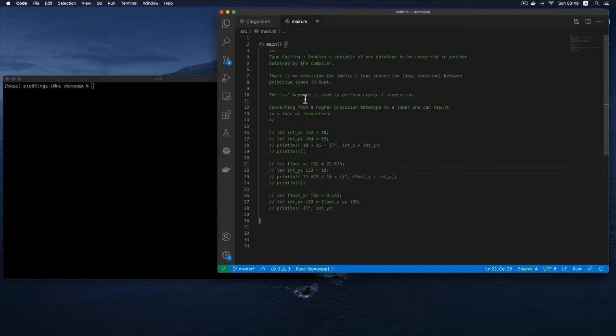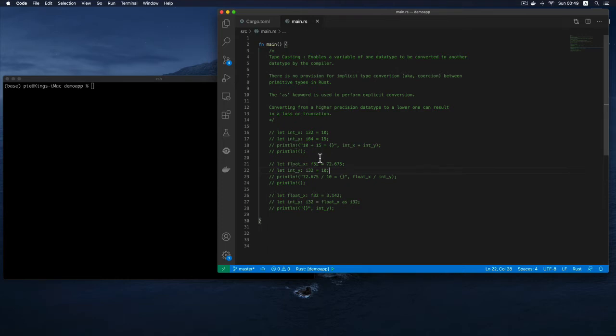Another thing that I want you to note is that if you convert from a data type of higher precision to a lower one, then there are chances that you will lose some aspect of the value in that variable, or there is something known as truncation, and you will see an example very soon.